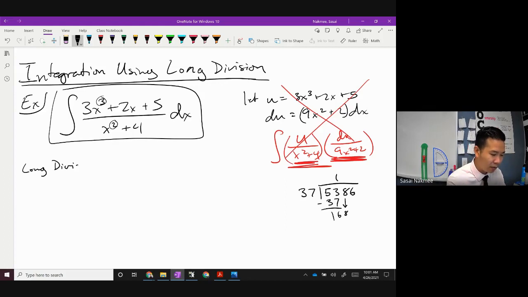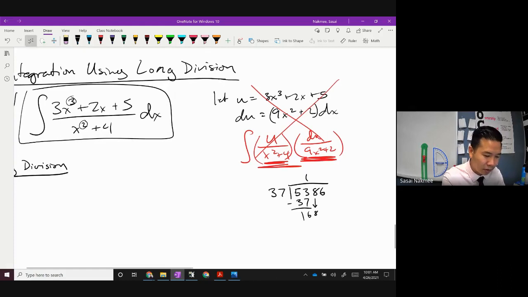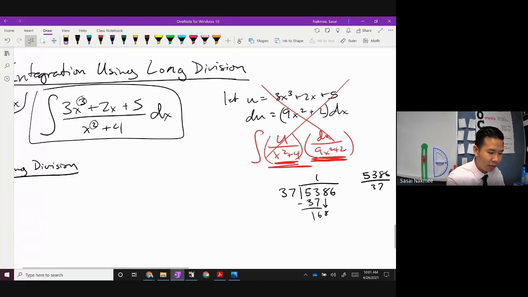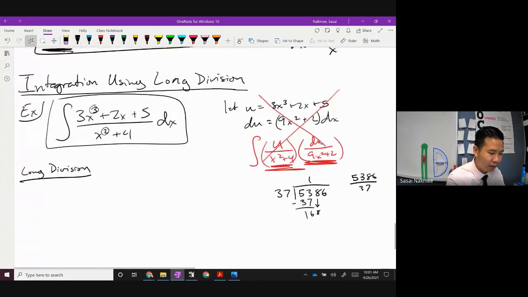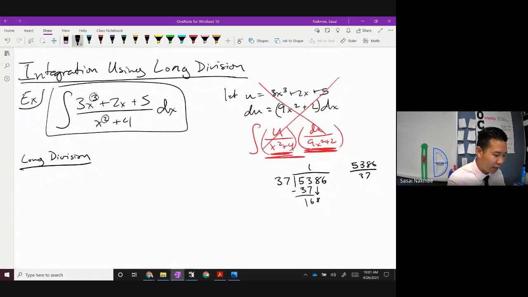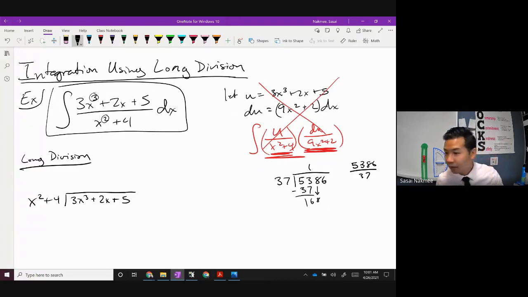Let's do the long division. So I'm going to go ahead and put what I'm dividing by. Just a quick refresher, this would be the same thing as 5,386 divided by 37. That's how long division works for that setup. So over here, we're going to do the same thing, but we're going to do it as x squared plus 4 dividing into 3x cubed plus 2x plus 5. All right? So we're going to go ahead and do that.